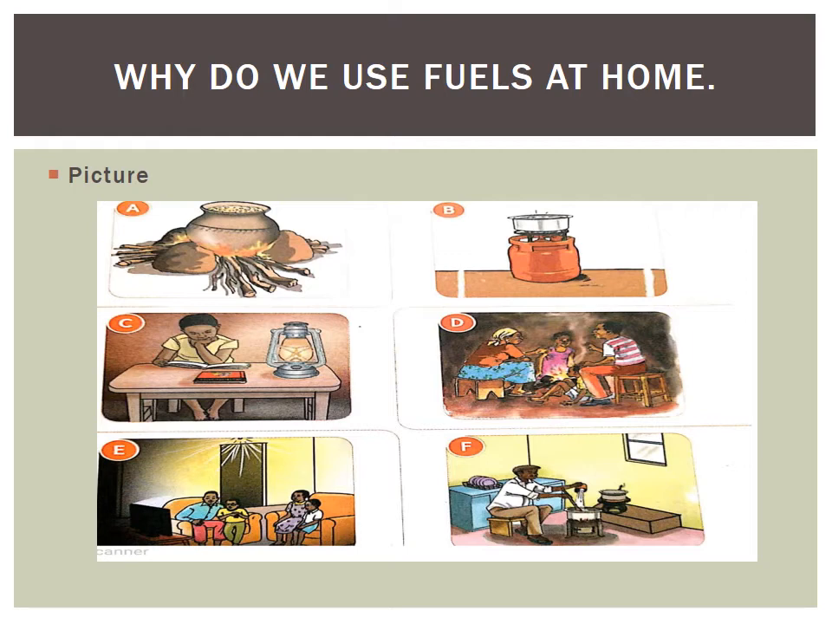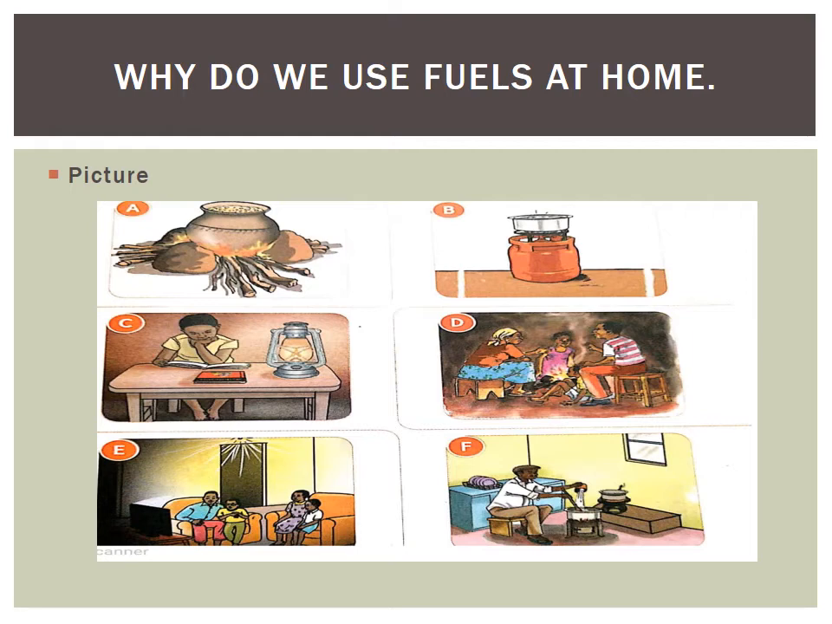If you look at picture D, we can see a family of 4. They are seated down there. They are warming themselves. So the fuel there, which is firewood, is used to produce heat, which warms the house during cold seasons.